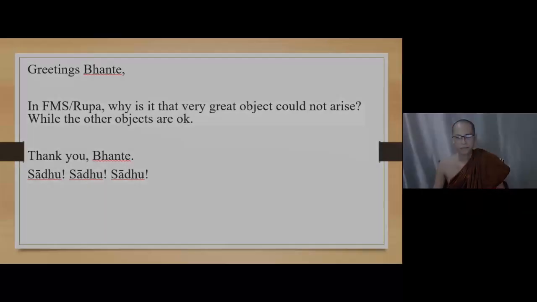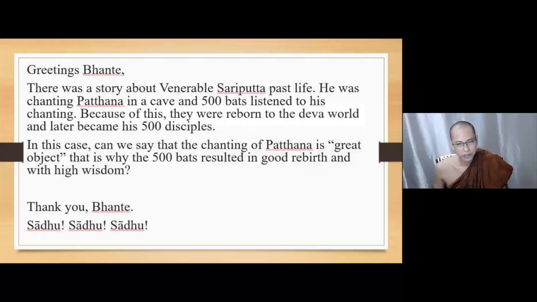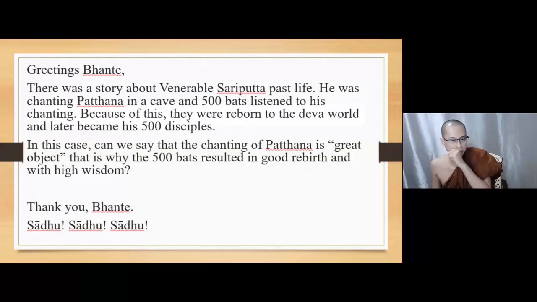Dear Bhante, there was a story about Venerable Sariputta's past life. He was chanting Patthana in a cave and 500 bats listened to his chanting. Because of this, they were reborn in the Deva world and later became his 500 disciples. In this case, can we say that the chanting of Patthana is a great object, and that is why the 500 bats resulted in good rebirth with high wisdom?